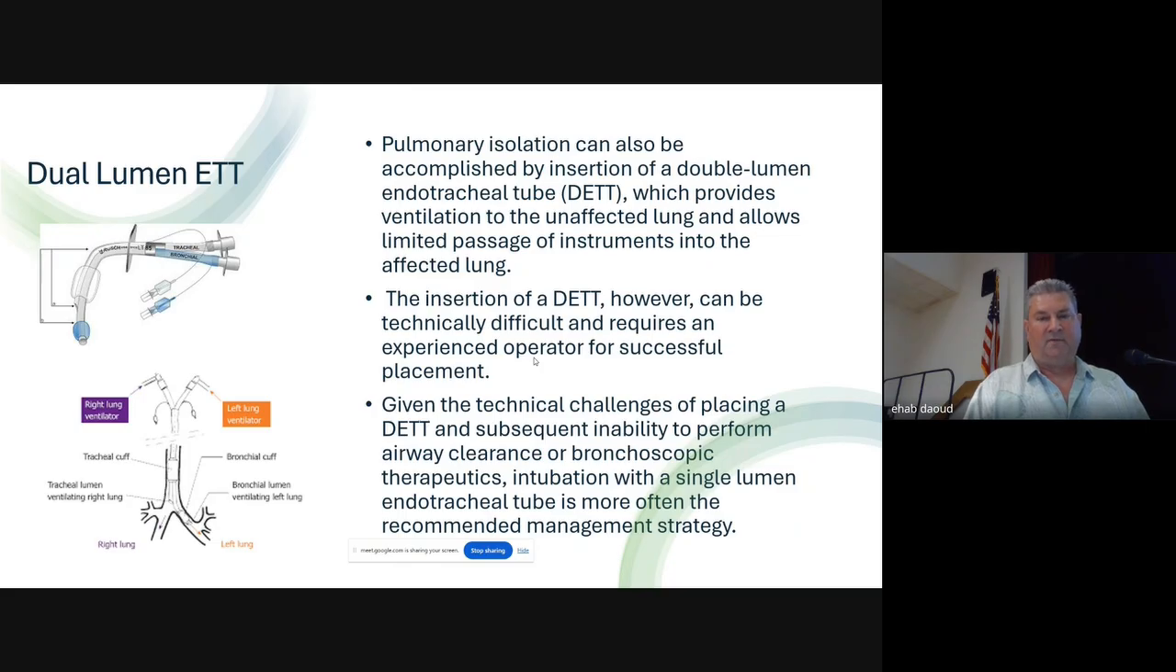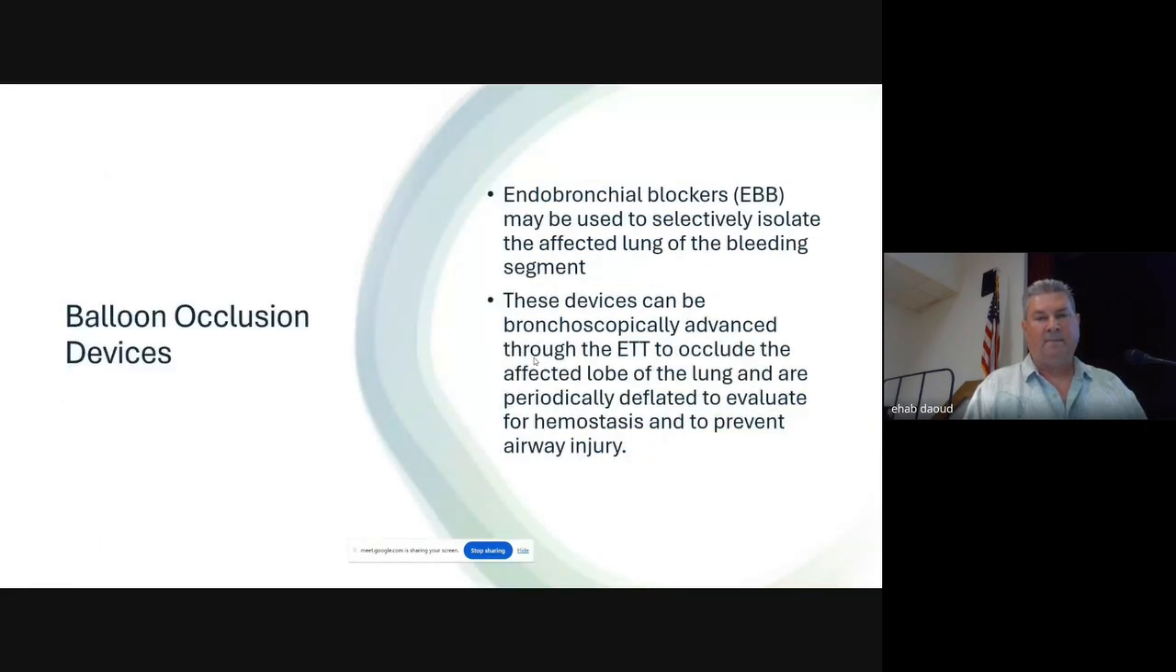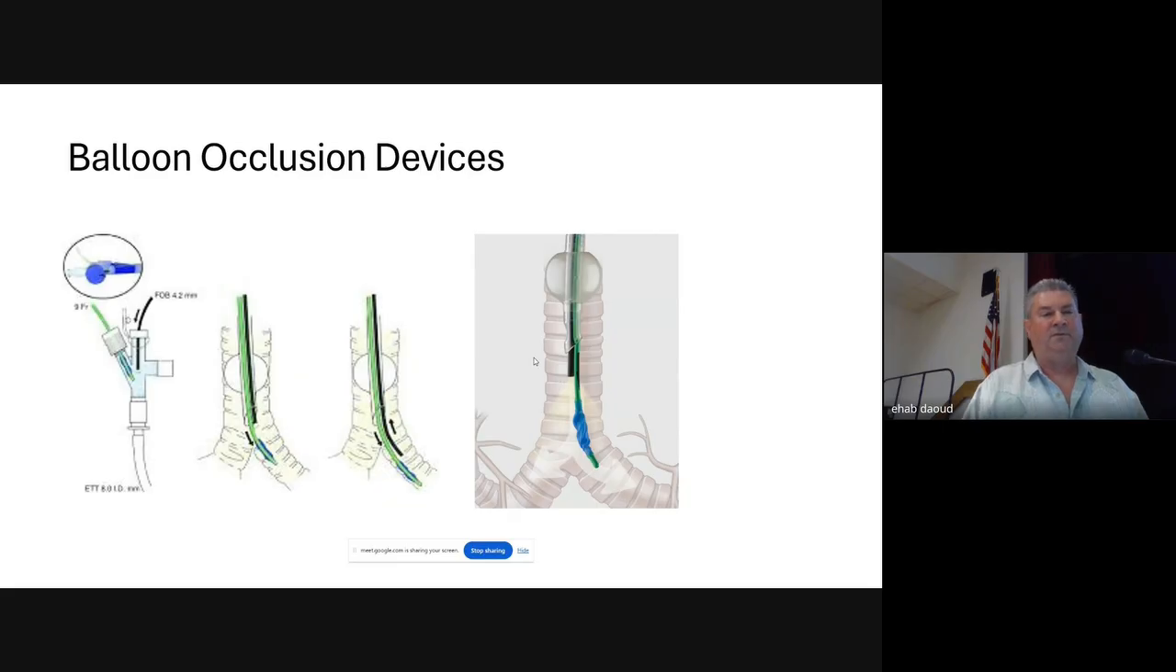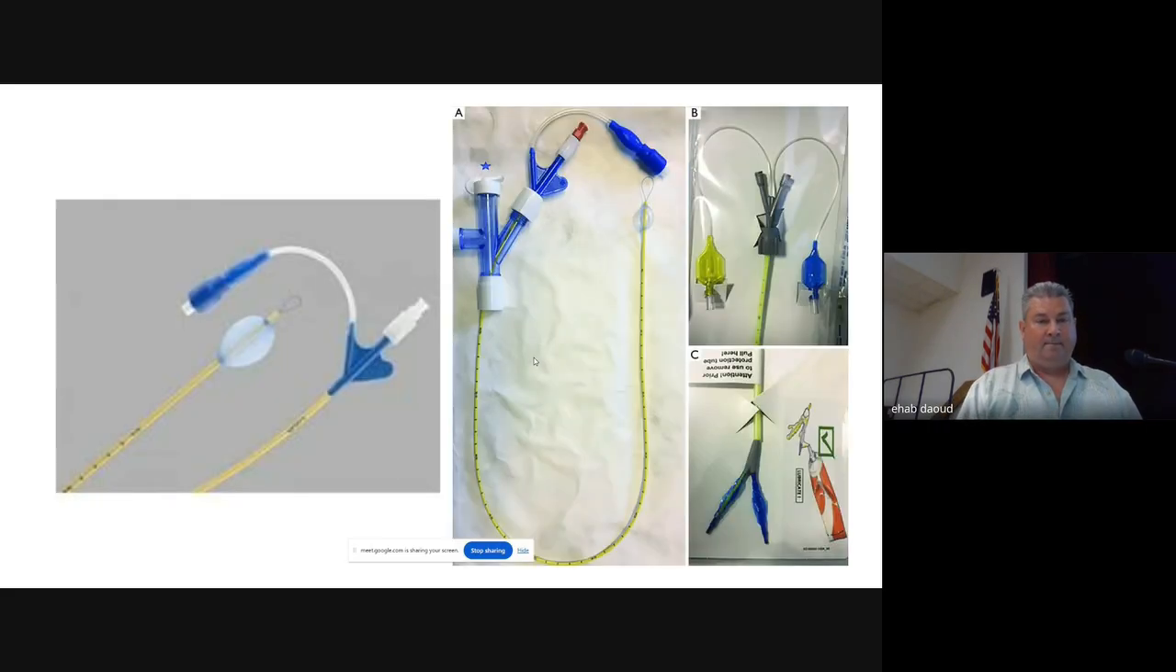And I'll show you some of that technique. You can put these balloon occlusion devices down, and you just need a special little Portex. And some of them even have a little hook you can grab with your bronchoscope forceps and guide it down to the area that's bleeding. Hopefully you can see, because it can be hard. So here's an example of one where it has a loop on the end that you can put your scope into and guide it down, or grab it with forceps and guide it down.